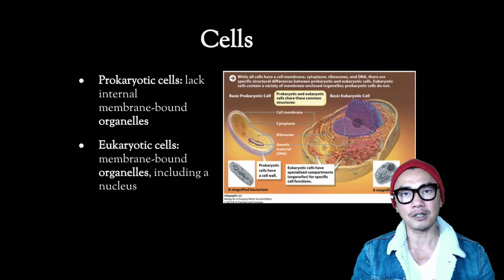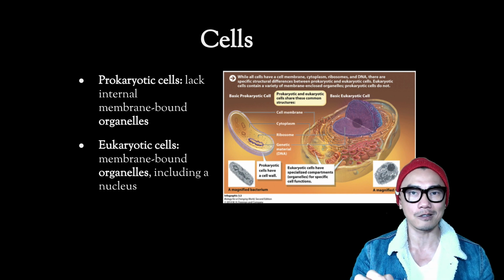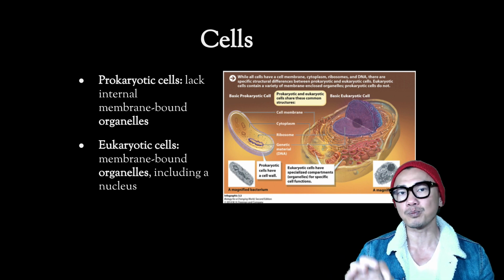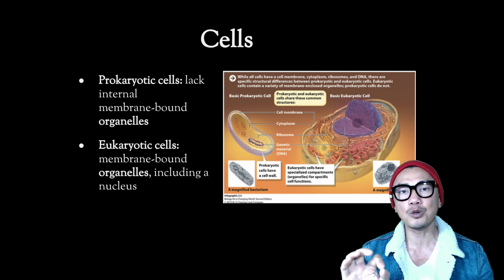All other living things, including us, are made up of eukaryotic cells. These cells do have internal membrane-bound organelles. The infographic on this slide shows the differences between a basic prokaryotic cell and a basic eukaryotic cell.